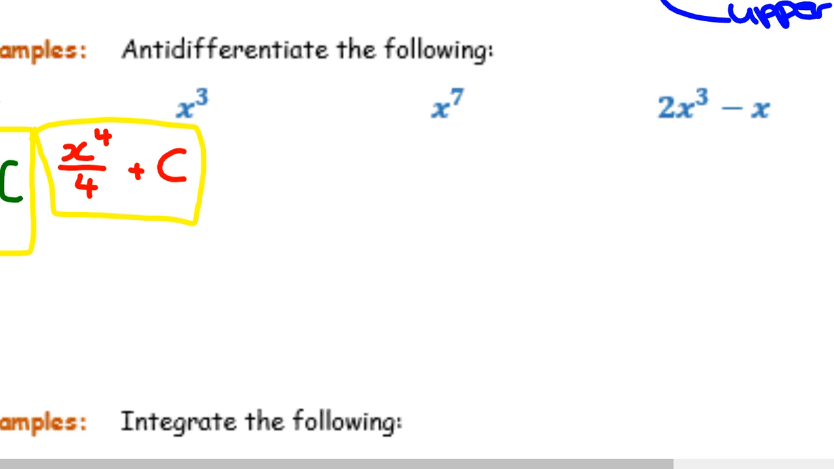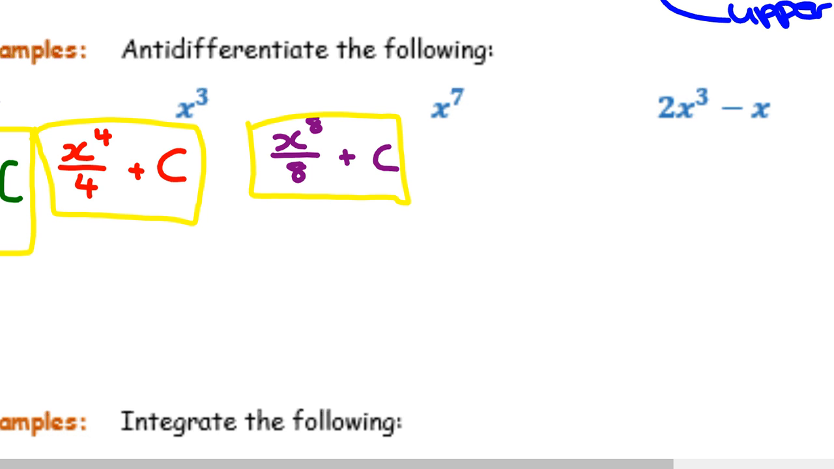Anyone want to suggest the next one? I think you know what you started. X8 over 8 plus C. Yeah. X8 over 8 plus C. And then the next one. There's 2 terms, so just do them separately, like you do with differentiating. That's it. It's x4 subtract x squared over 2.